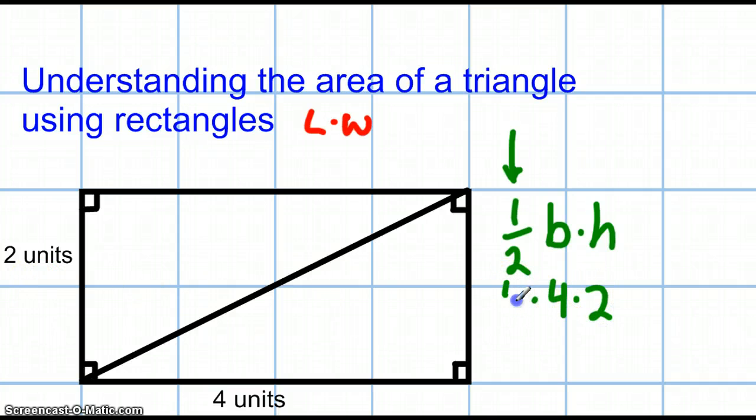We have to remember about the half. 1/2 times 4 is 2. 2 times 2 is 4. And so that is how we come to understand that the formula for a triangle is 1/2 of the base times the height.